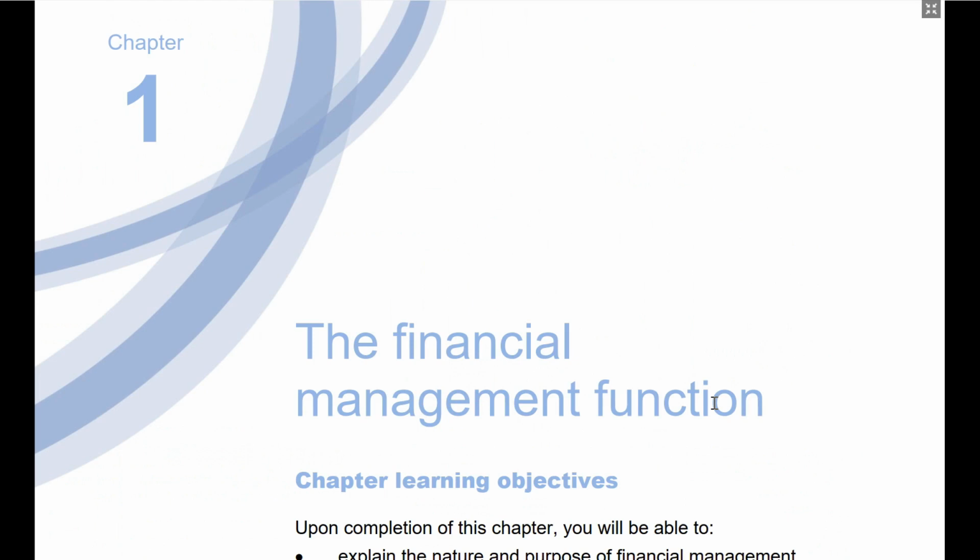It is our first chapter of financial management and its name is the financial management function. In this video, I will brief you on this whole chapter. Let's continue. Okay, so if I talk about a company, then every company has a mission statement, right? And in this mission statement, the company describes its objectives, why the company exists, what they want to achieve. Everything is mentioned in this mission statement. So the company clearly describes its objectives in its mission statement.